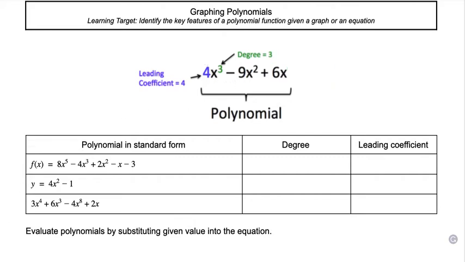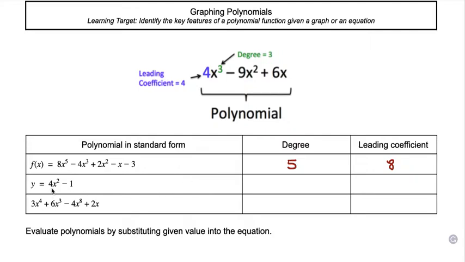let's take a look at polynomials written in standard form. Okay, so first of all, we always write a polynomial with the highest exponent at the beginning, right? So this one here, f of x is equal to 8x to the 5th minus 4x to the 3rd plus 2x squared minus x minus 3, right, is in standard form because it's written from highest to lowest exponents. The degree is the highest exponent, so it's got a degree of 5. And the leading coefficient is the coefficient that goes with the variable that has that degree. So the leading coefficient is an 8. Okay.